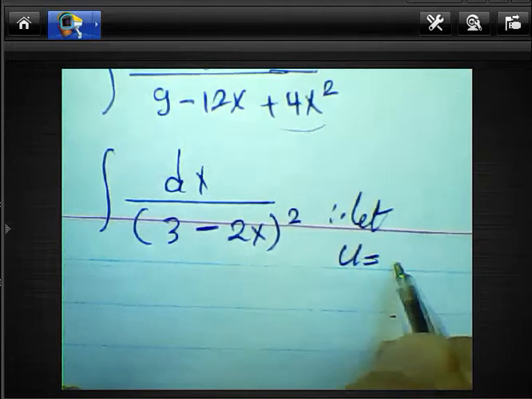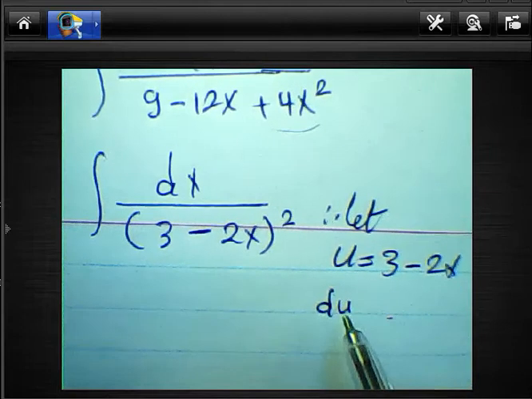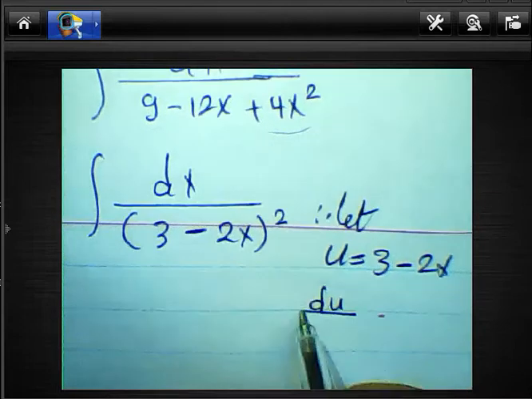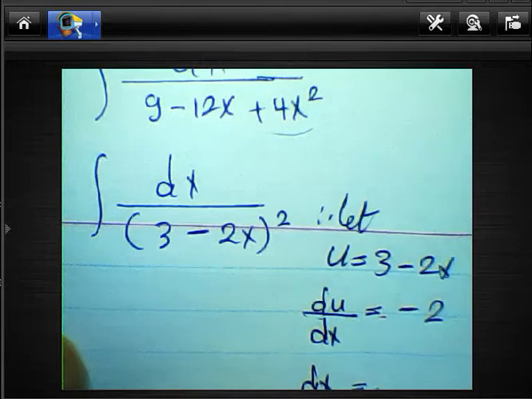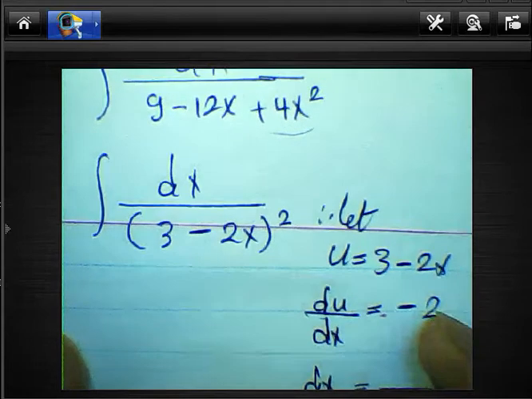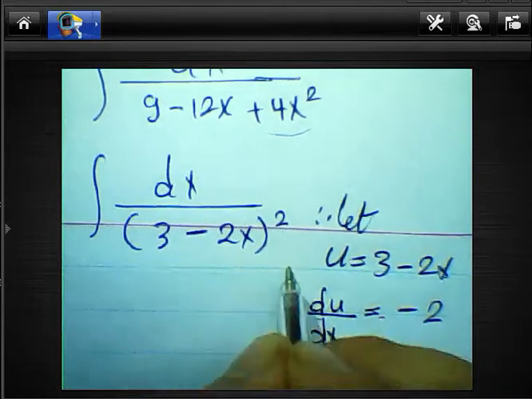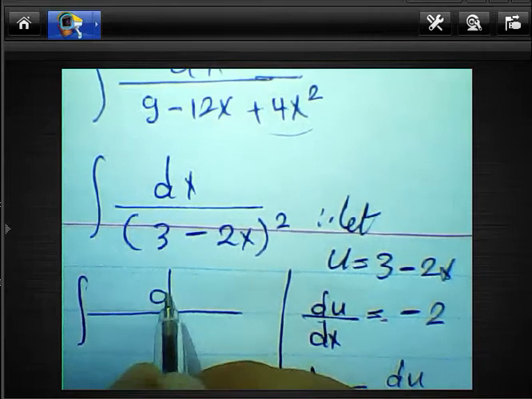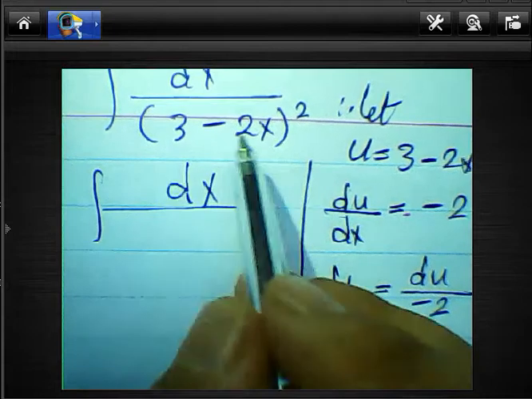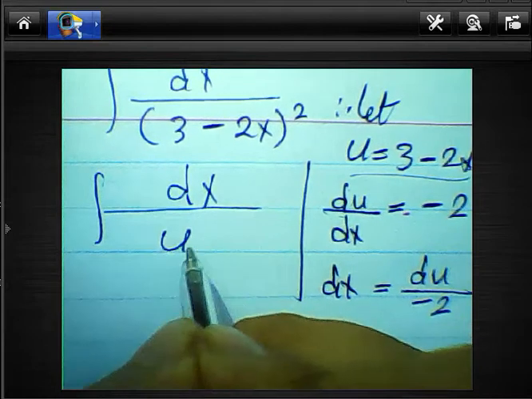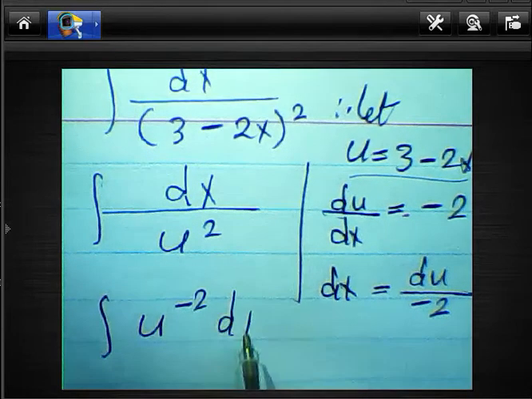Let u equal 3 minus 2x, and find its derivative: du/dx equals negative 2. Then dx equals du over negative 2. Then the integral is over (3 - 2x)^2, and we replace the expression with u, giving u^2 in the denominator, and dx becomes du over negative 2.